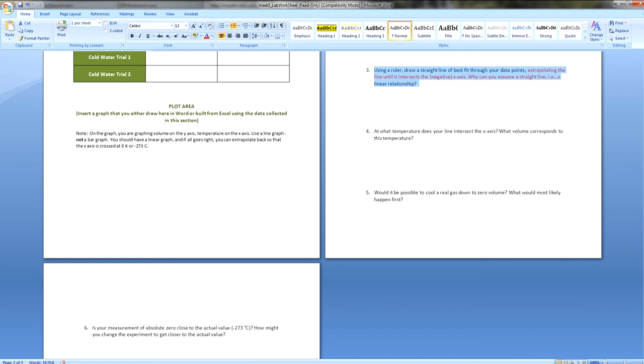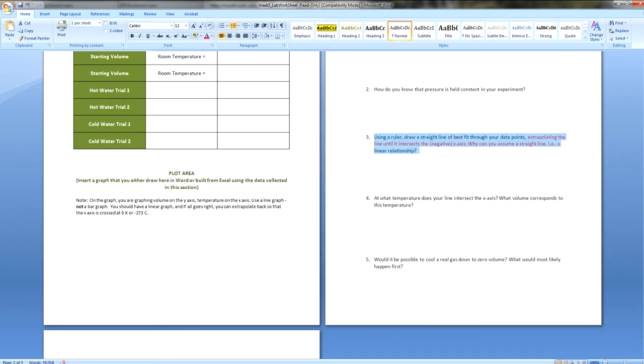And remember, it says here in your graph you're supposed to extrapolate to make sure that your axis crosses the negative 273 Celsius line. So one of the main points of this tutorial right now is to show you how to make sure that this graph is accurate so that you can answer the questions correctly.